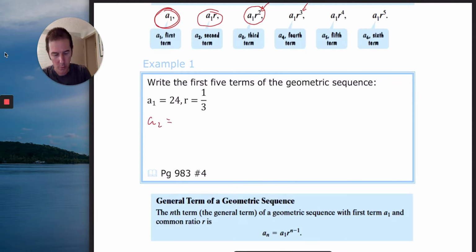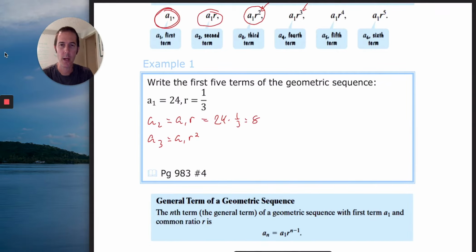a sub 2 is going to equal a sub 1 times our common ratio 1 time, which will equal 24 times 1/3, which equals 8. a sub 3, one way to get to a sub 3, one way to describe that is we could start with a sub 1 and multiply it by our common ratio 2 times.